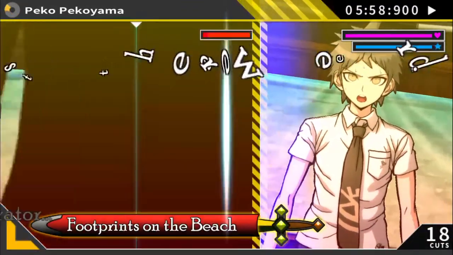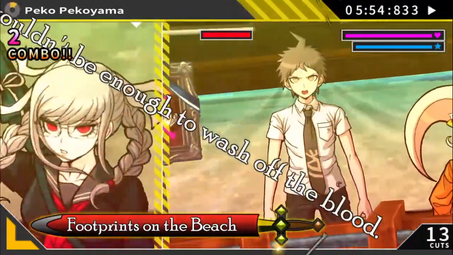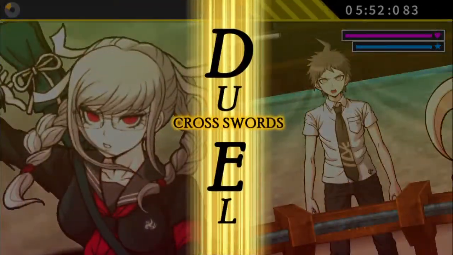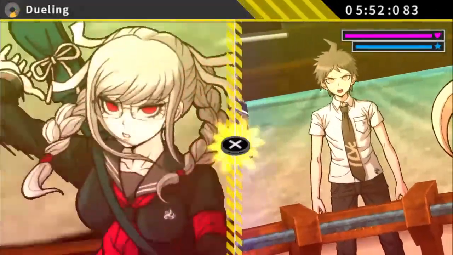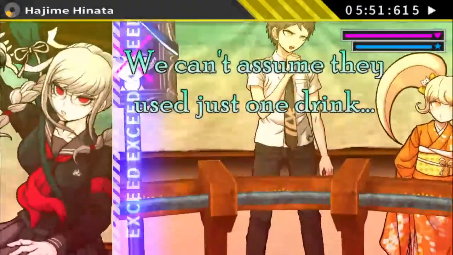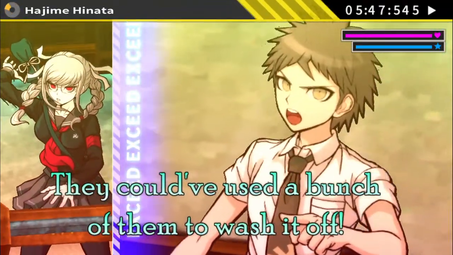It's true they were in the beach house refrigerator. However, one bottle of drink wouldn't be enough to wash off the blood. I can't back down! We can't assume they used just one drink. They could have used a bunch of them to wash it off.